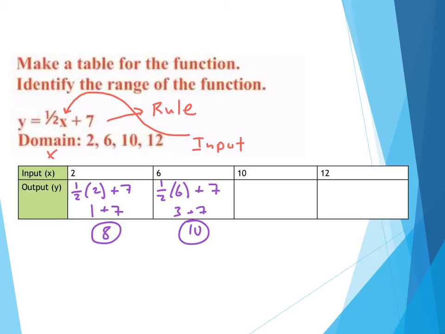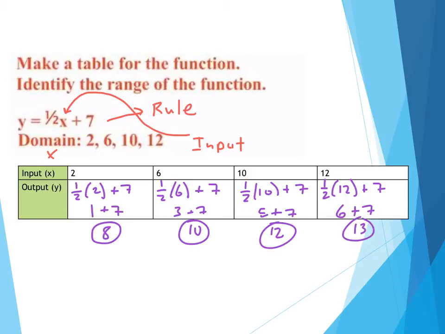Order of operations again. Next one, I have 1/2 of 10 plus 7. 1/2 of 10 is 5 plus 7. Oopsie, that's bad. 5 plus 7 equals 12. Okay, and then the last one, we have 1/2 of 12 plus 7. 1/2 of 12 is 6 plus 7 is going to give me 13. Okay? So, my inputs are 2, 6, 10, and 12. What I did is I plugged those inputs into my rule, into my function for x, because inputs and x are the same thing. And what I then found out was my outputs. And remember, outputs represent my y.